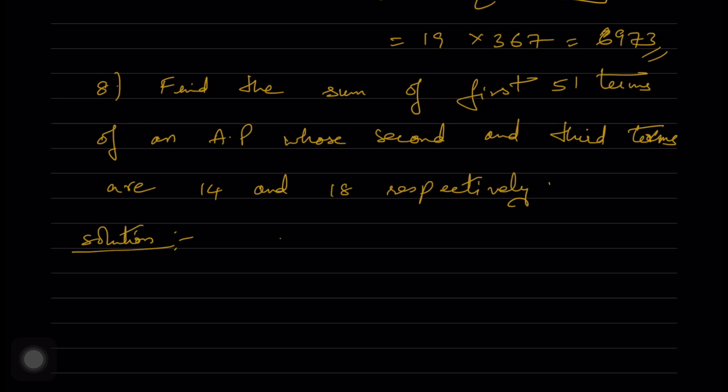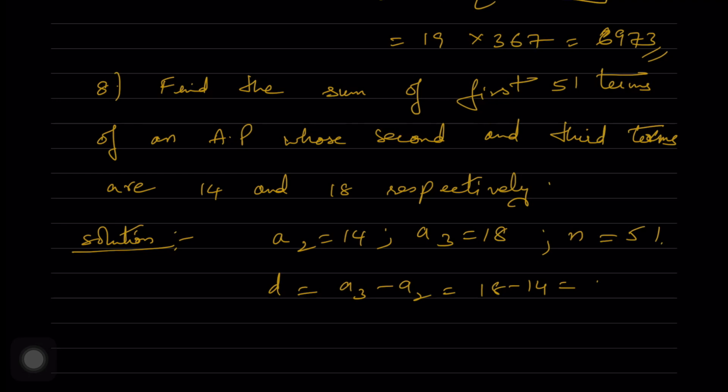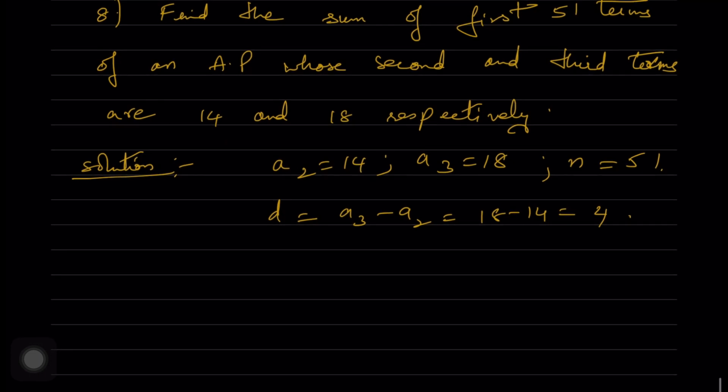So you are given that A is equal to the sum of the first 51 terms. The second and third terms, A2 and A3, are given as 14 and 18, and the number of terms is equal to 51. So the common difference is equal to A3 minus A2, which is equal to 18 minus 14, which is equal to 4. So now we have the second term, third term, D. Can we find out what is the first term?